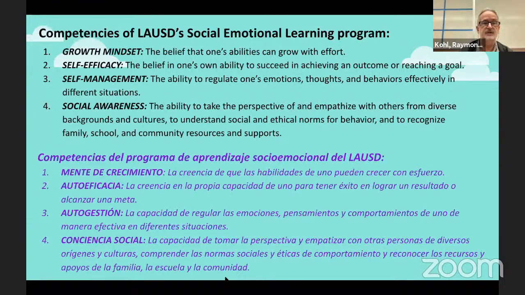Social awareness, too, is a component of social emotional learning. And this is being aware of other people, how they feel, and understanding their perspective and realizing that our perspective is not the only one. Next slide, please.